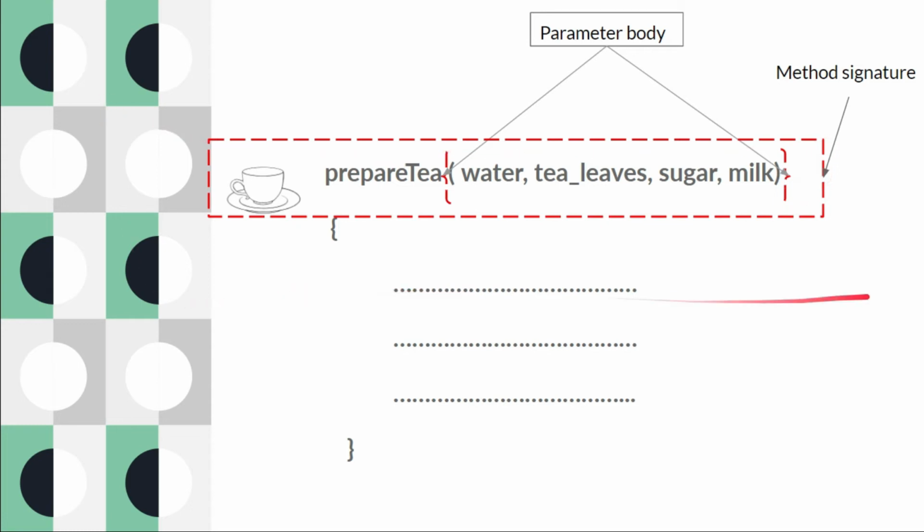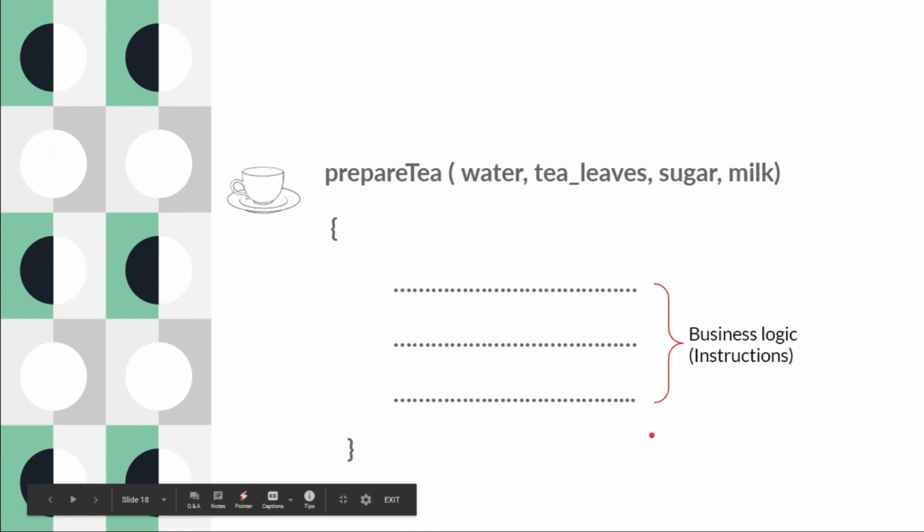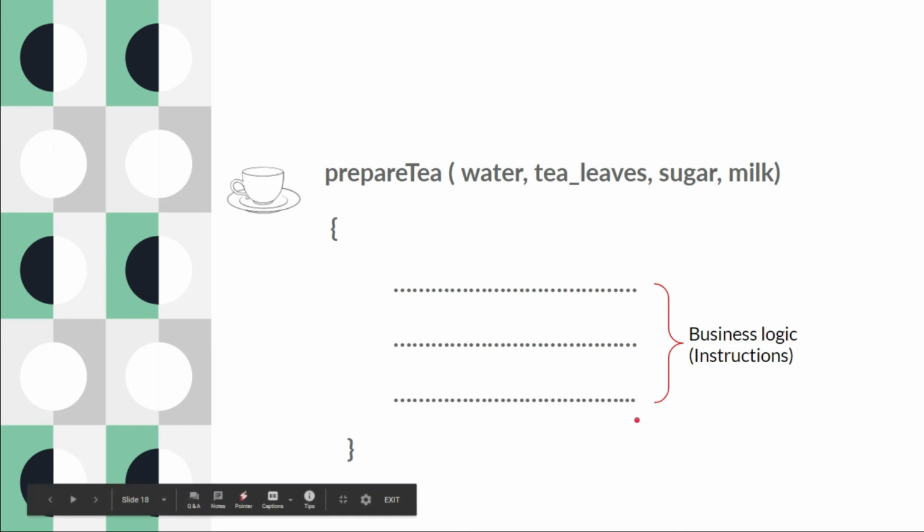Parameters can be explained as the ingredients we have to give while we are preparing something. For example, this is a method of preparing tea. So we will take water, tea leaves, sugar and milk as the input, and as the output we will get a cup of tea. The instructions written in the method body are known as business logic, and the method body is inside the curly brackets. These curly brackets are also called blocks or code blocks.